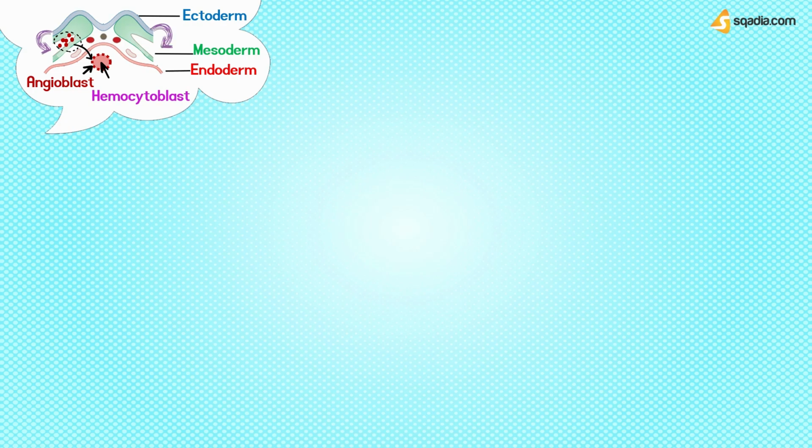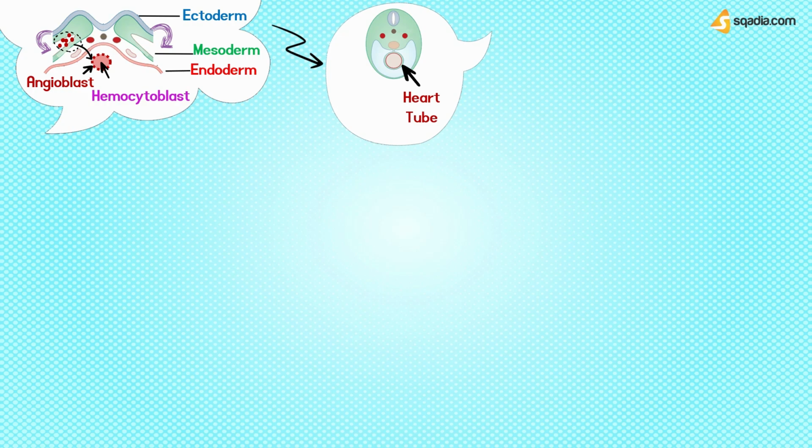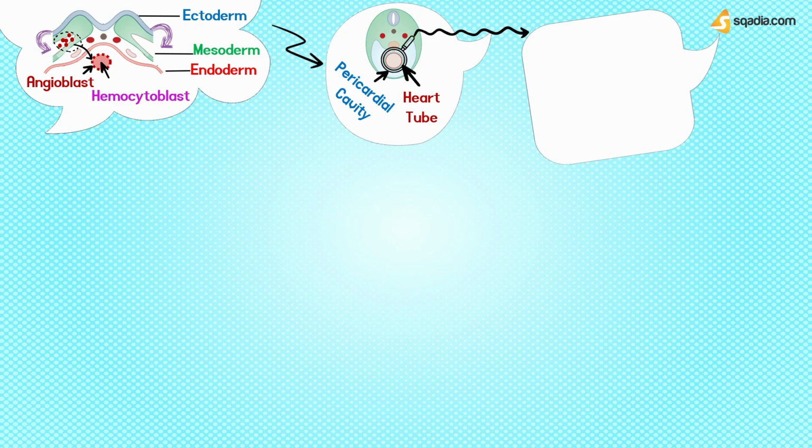Moving forward, in the next step there is formation of the endocardial tube or heart tube. And this is the pericardial cavity. Now, let's have a closer view of the heart tube. This heart tube is made up of 3 layers. The inner layer is endocardium, which develops from the angioblast.